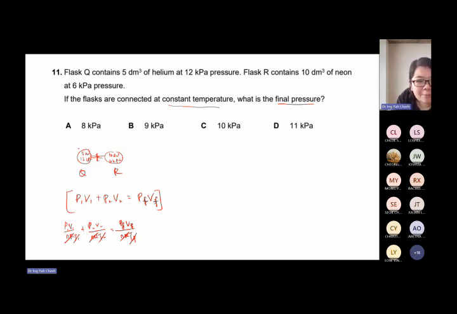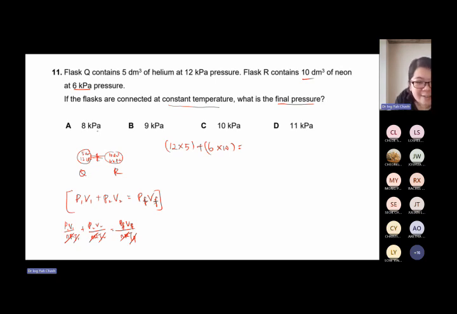P1, so everything in Q, I use 1. So the pressure one will be 12 kPa. Let's not write the unit anymore, to save time, because it's paper one, right? What you want to do is always save time. V1 is 5, so times 5, plus P2V2 now in flask R. P2 is 6. Volume, 10. So what's the PFVF?